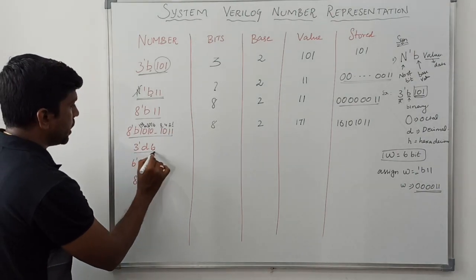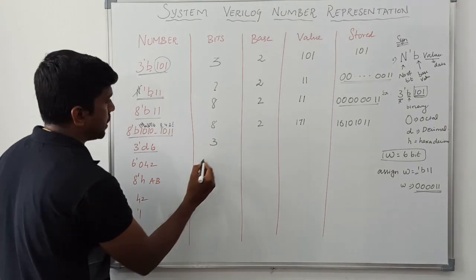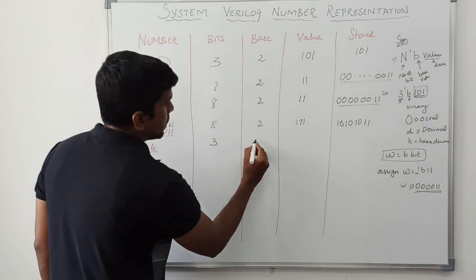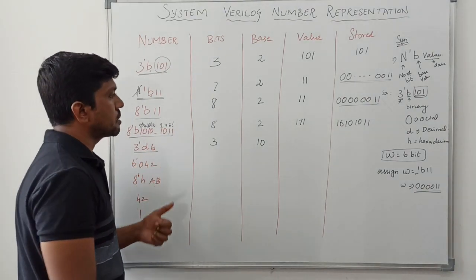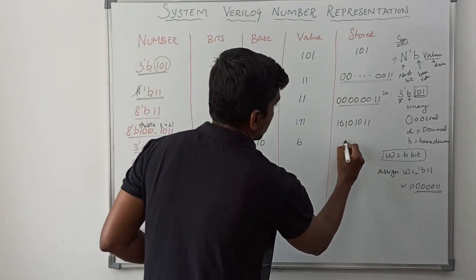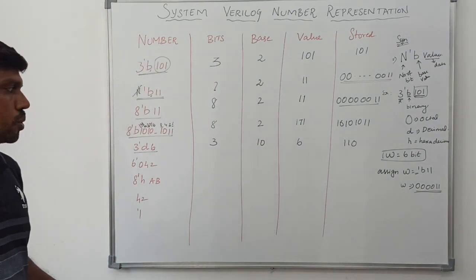The next one is 3 tick D 6. The 3 represents the number of bits. D represents decimal, so the base value is 10. Then 6 is the value, and the output stored value is 110.